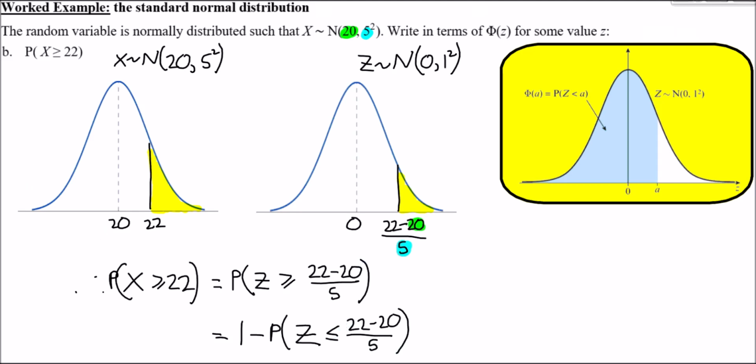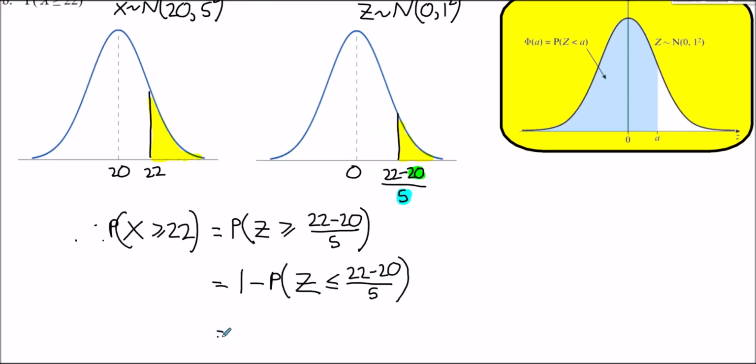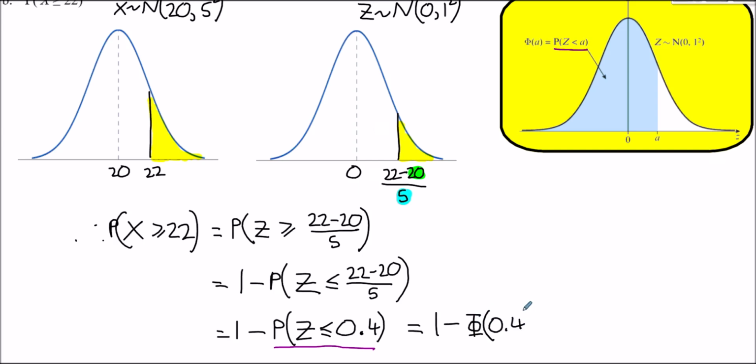Now at this stage here, we could actually work out what 22 minus 20 over 5 is. Well, 22 minus 20 is 2. 2 divided by 5 is 0.4. So I can call that 0.4. And just as we had here, that, which relates to this, can be called phi of this value. So final step, I can just say that's the same as 1 minus phi of 0.4. So that's how we code into the standard normal distribution.